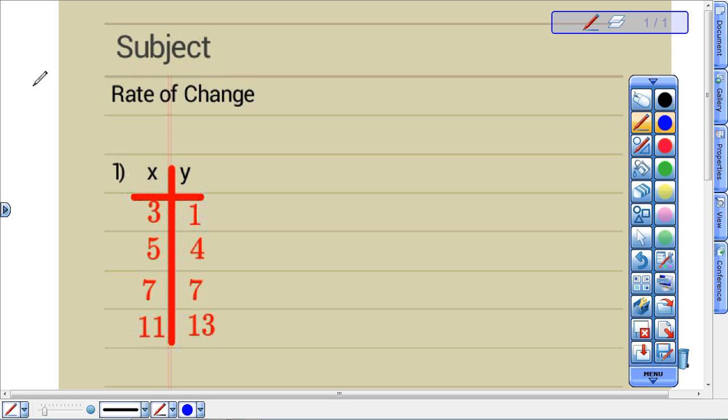This is Mr. Kirla, and we're going to talk about rate of change. The rate of change represents the transition from one event to another, and we want to see the difference between these two events.